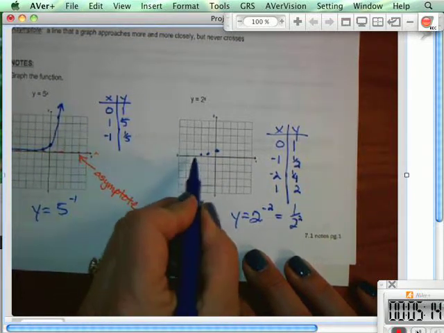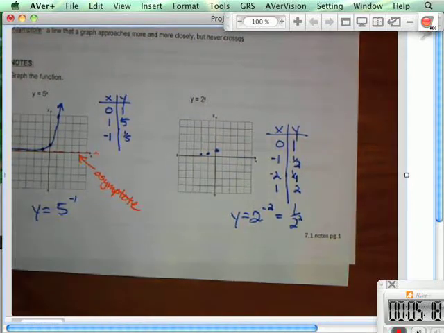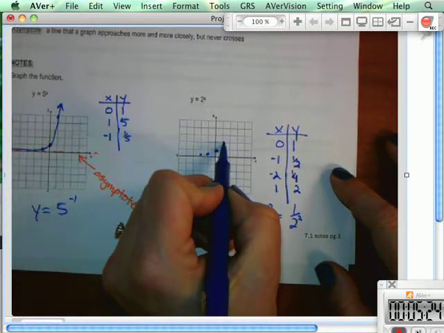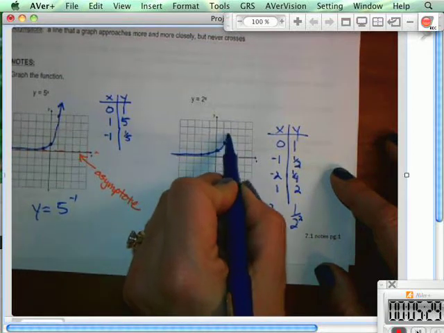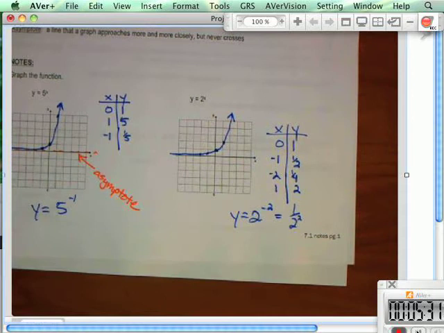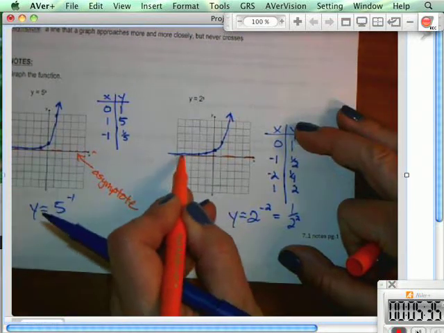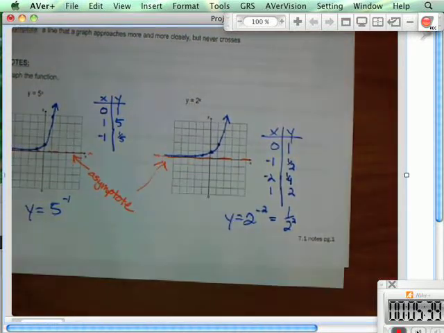Look at how it's approaching. It will never, ever, ever go below. Y will never be less than 0. It will never be 0 even. Okay, for this one, over 1, up 2. So again, I'm coming from here. I'm not going to go below that x-axis, and it climbs up like that. So therefore, the x-axis is called the what? Yes. Again, because it's the line it approaches but never crosses.